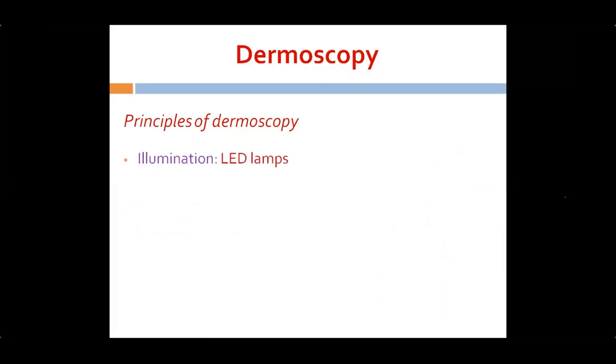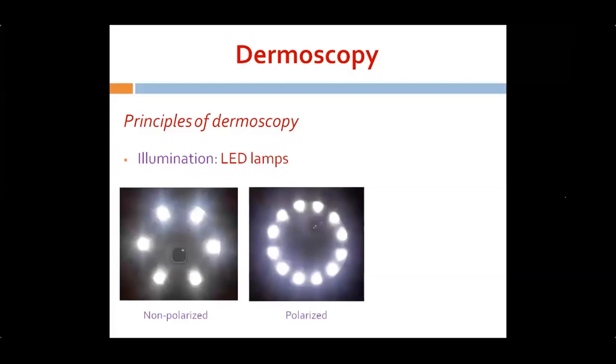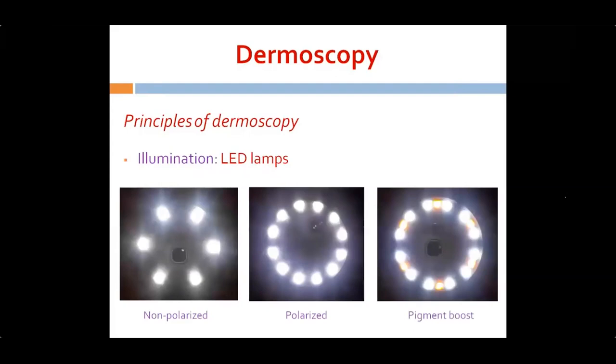So the illumination, as I told, most dermoscopes have LED lamps for illumination, and irrespective of the hierarchy of dermoscope, each one of them has two basic illumination modes. One is the non-polarized, the other is the polarized or cross-polarized mode, which have definitive roles independently in dermoscopy. And some dermoscopes come with certain advancements like pigment boost LEDs and other things to enhance the pigmentary structures. But basically, every dermoscope has polarized and non-polarized illumination modes.